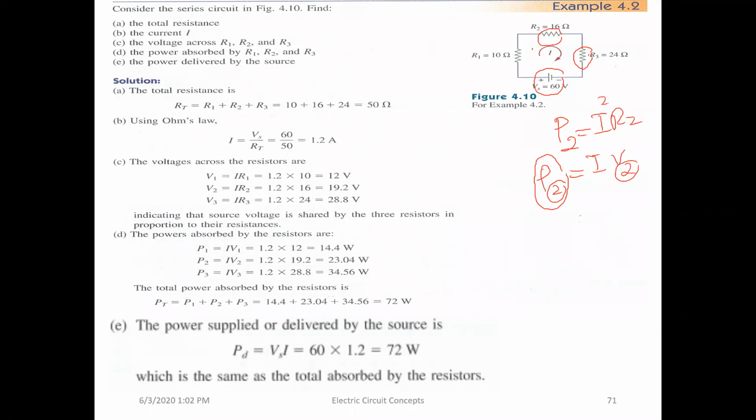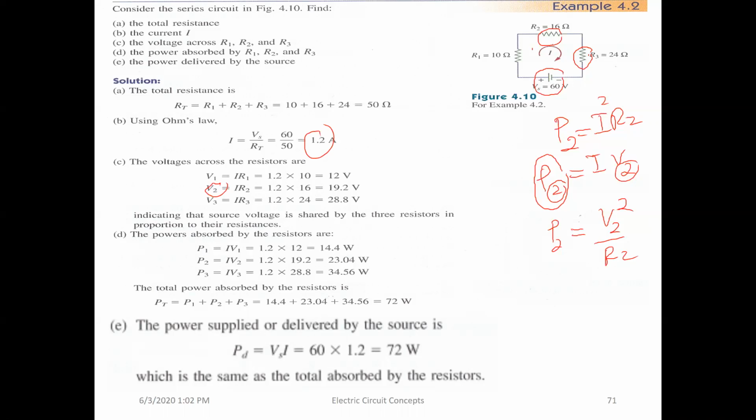The same thing, or we can also use the third formula. P2 is equal to V2 squared over R2. And since we have V2, we can determine it. So again, there are a lot of options: either one of these formulas, IV, or I squared R, or V squared over R, we can use to determine the power.